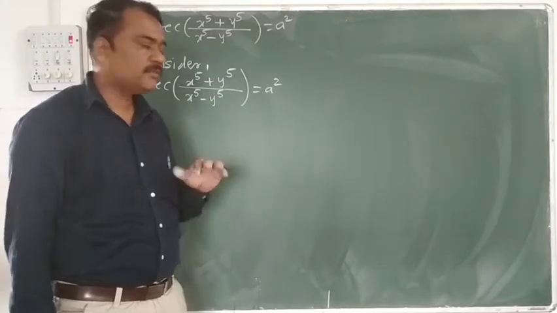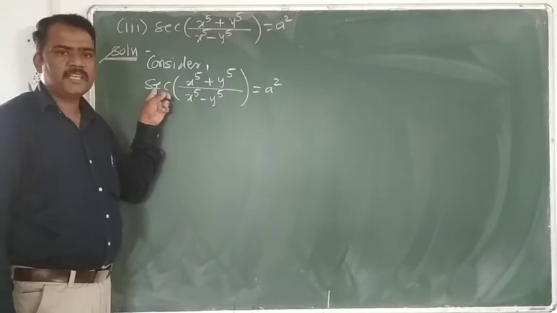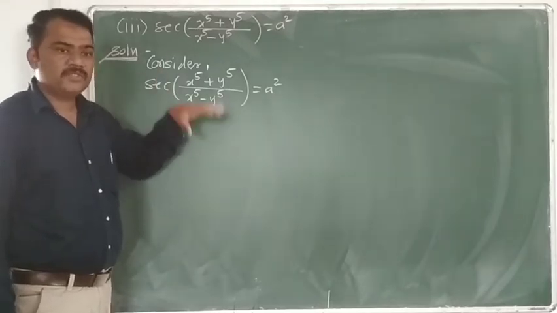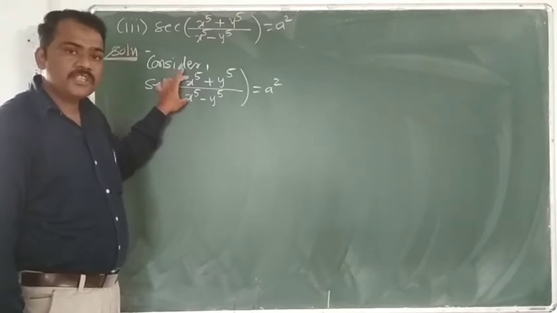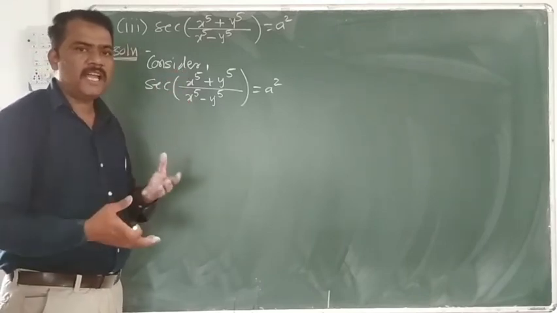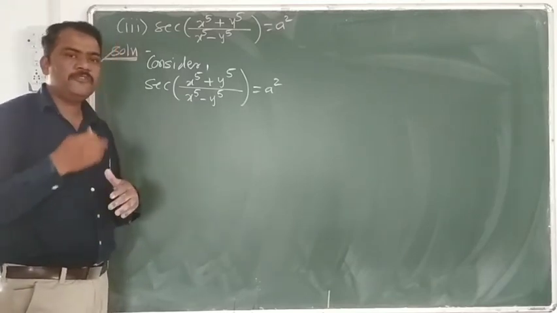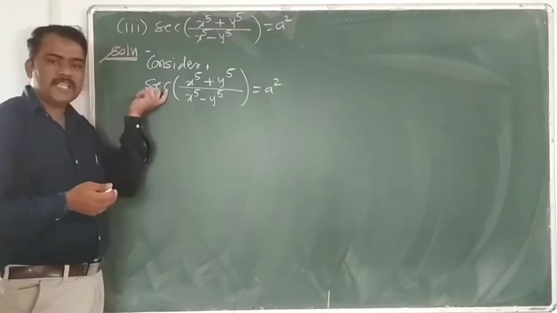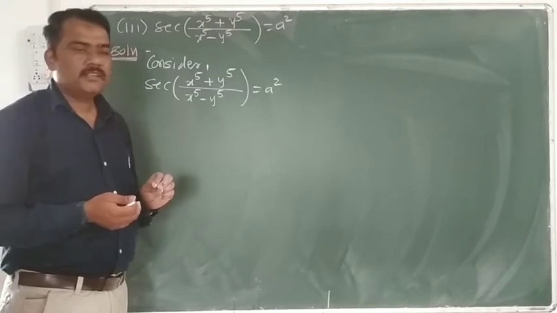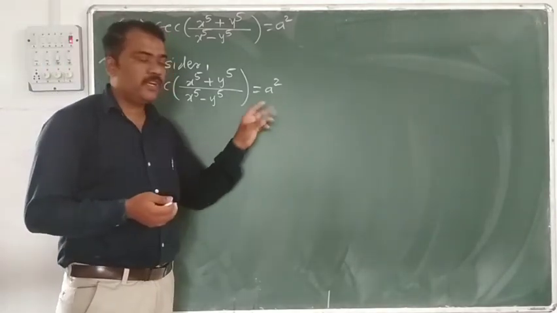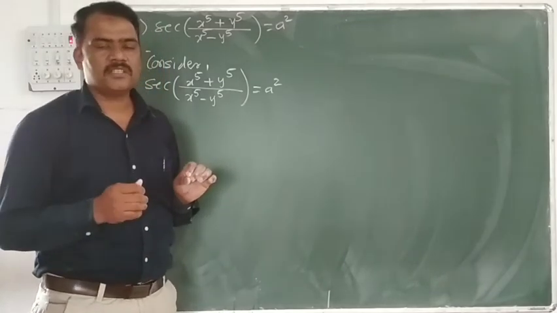Means we have to keep the finger on the sec. You have to know the formula of d/dx of sec x. What is that? Sec x into tan x. Then we have to take the derivative of this bracket. Here we have to use the quotient rule. Means we observe that the future is very difficult, so we have to think differently. What we have to do is transfer this sec to the RHS. What you get is sec inverse of a square. A square is a constant, so sec inverse of a square is also constant.